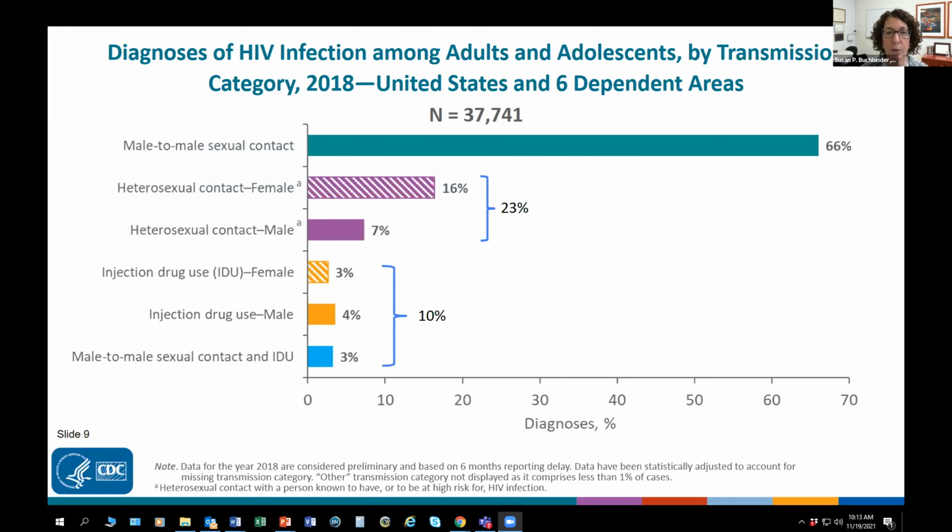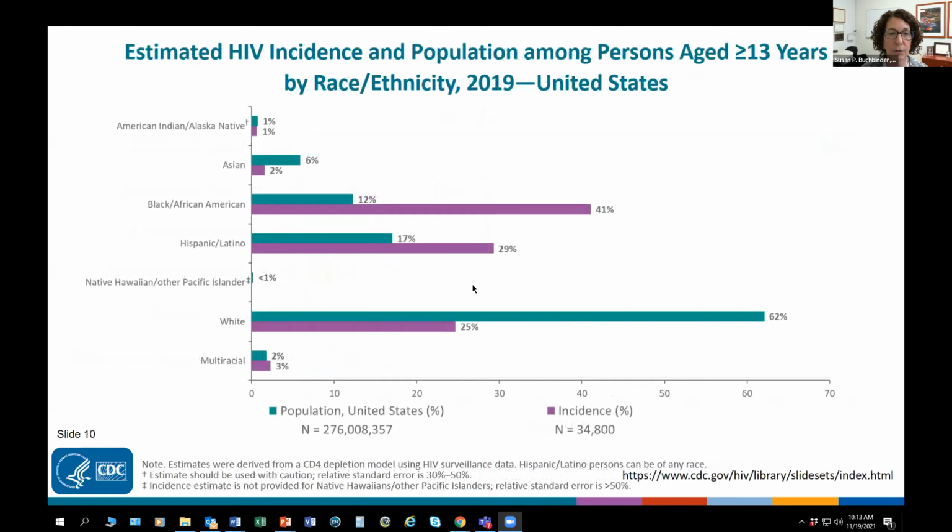So who's becoming newly infected? Well, about two-thirds are men who have sex with men. A little less than a quarter are heterosexual women and men, with about a 2-to-1 ratio of women to men. And then about 10% are people who inject drugs. So we need PrEP for all 3 of those populations.